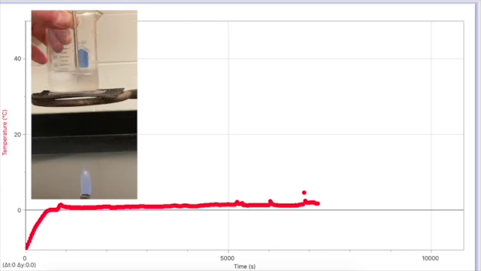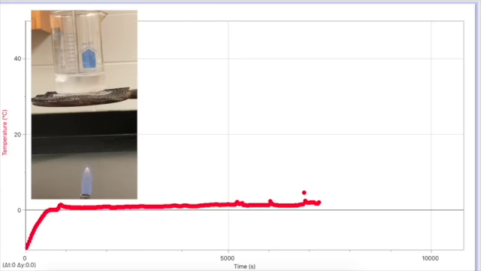And at this point I'm adding a flame just to speed things up. So energy is being added, but the temperature is still remaining pretty constant while there's still ice in the beaker. And now the ice is just about completely gone, and we see a change occurring. Now the temperature is beginning to rise here.